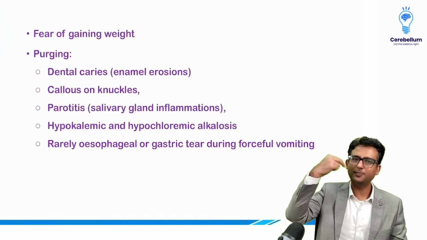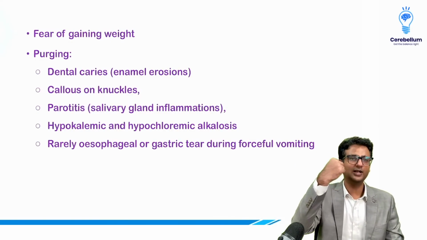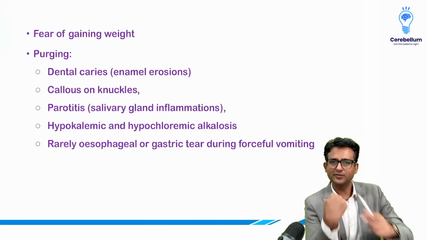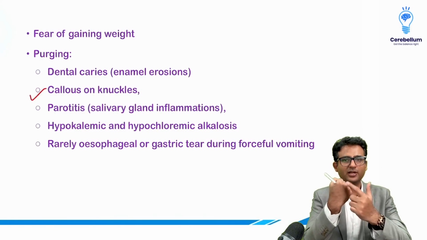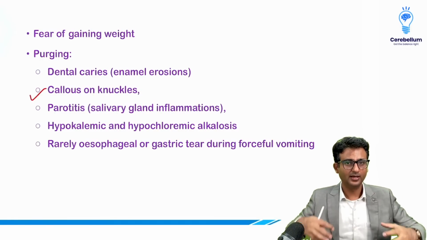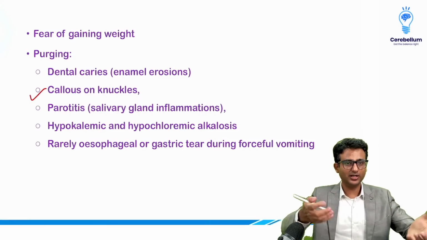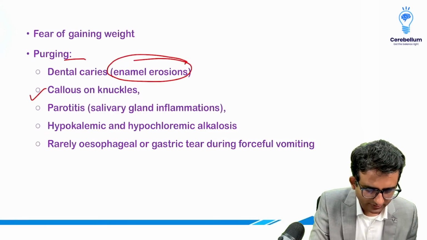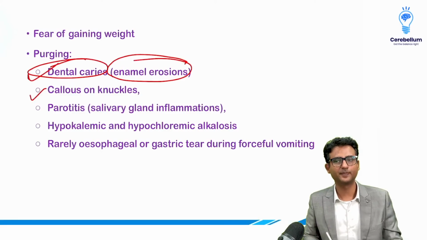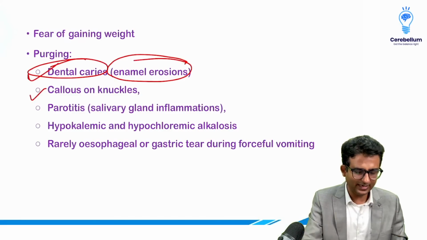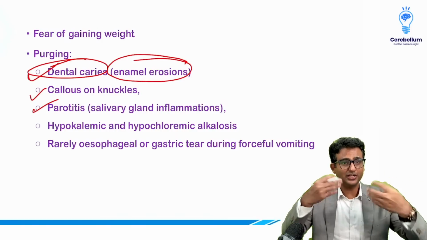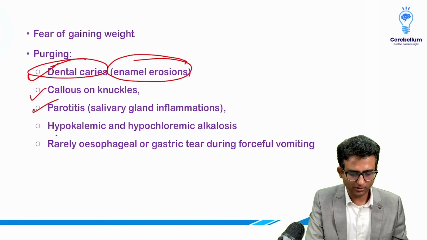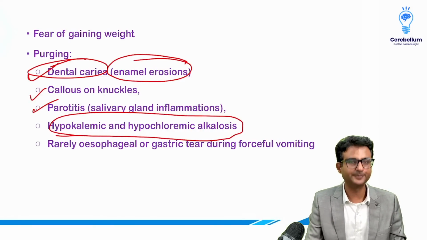If you are trying to self-induce vomiting repeatedly, the knuckles will get injured against the teeth. So the knuckles will develop scars and calluses. Repetitively, HCl is coming in the oral cavity. It will cause erosions of the enamel, causing dental caries. There may be inflammation of the salivary glands. You are losing acid, HCl is going out. You are losing potassium, you are losing chloride. So hypokalemic and hypochloremic alkalosis.